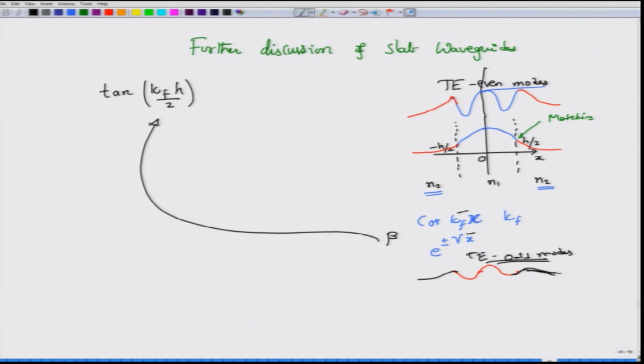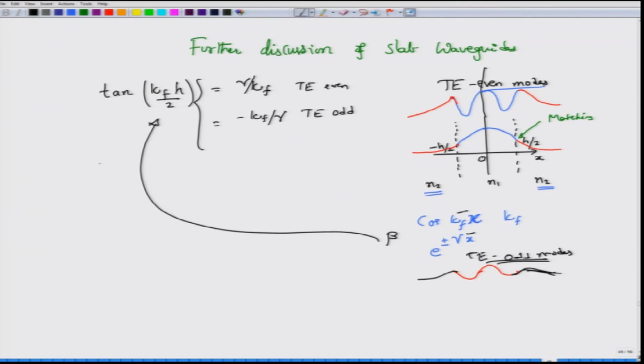What was the equation? Let us complete this. Tan kappa f h by 2 was given by gamma divided by kappa f. This is for the TE even modes, and for the odd modes the left hand side would essentially remain the same, but the right hand side becomes minus kappa f by gamma for the TE odd modes. Okay. In both cases the solutions are not simple, because you have a transcendental equation.